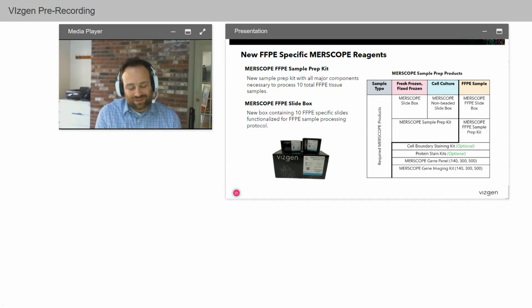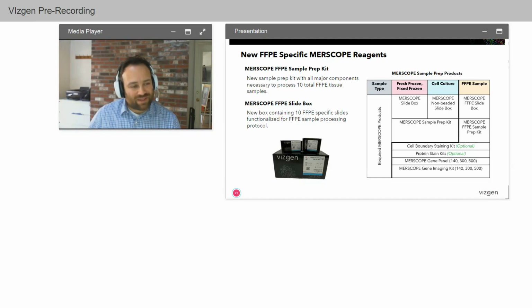If we start to look at how the portfolio looks on the side here within this table, we now have different reagents for different sample types. Right, so for your fresh frozen and fixed frozen and cell culture samples, you will use our standard sample prep kit. There are two flavors of our slide boxes for these. Our cell culture system requires non-beaded slides in order for researchers to grow the cell culture on the actual slide itself. From here, you use our standard cell boundary staining kits, our protein stain kits, our gene panel, and our gene imaging kit.